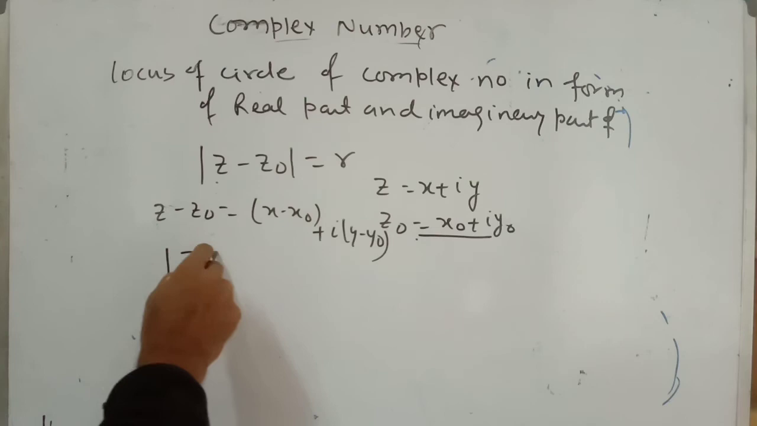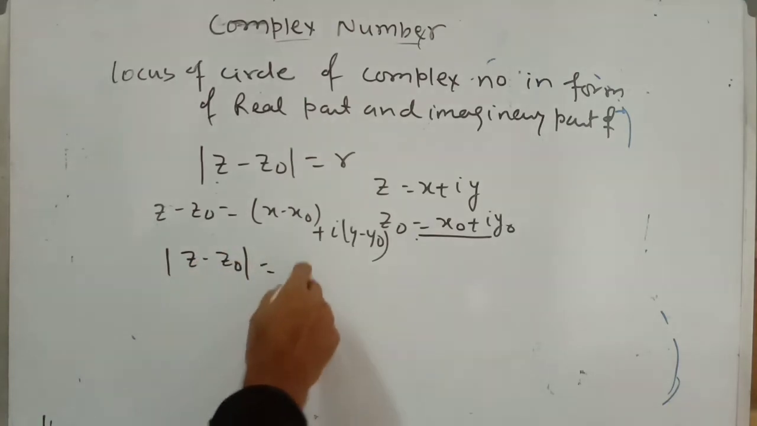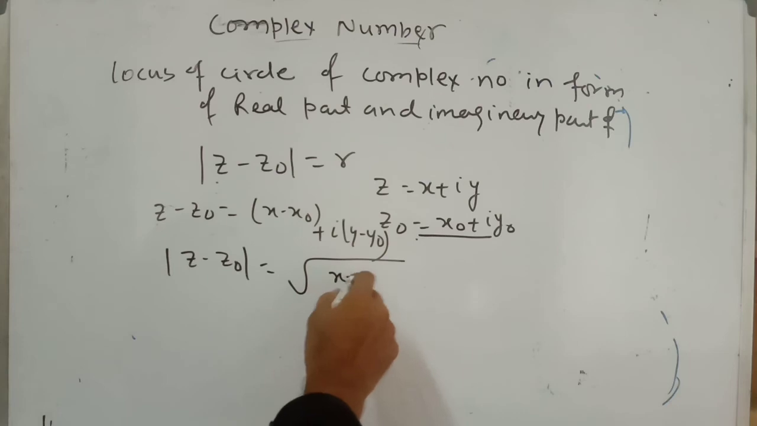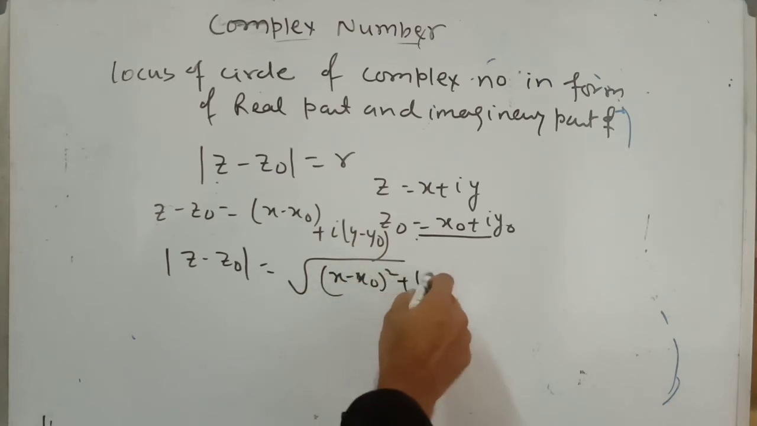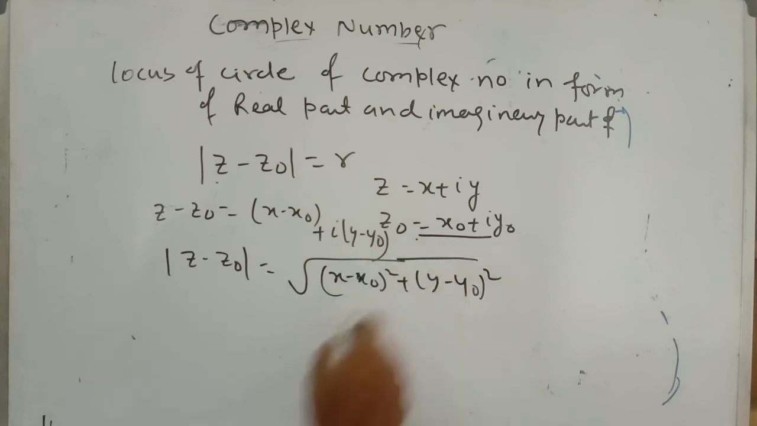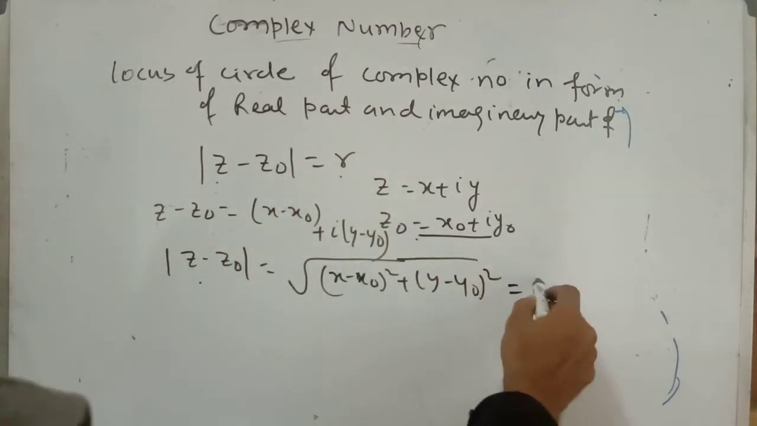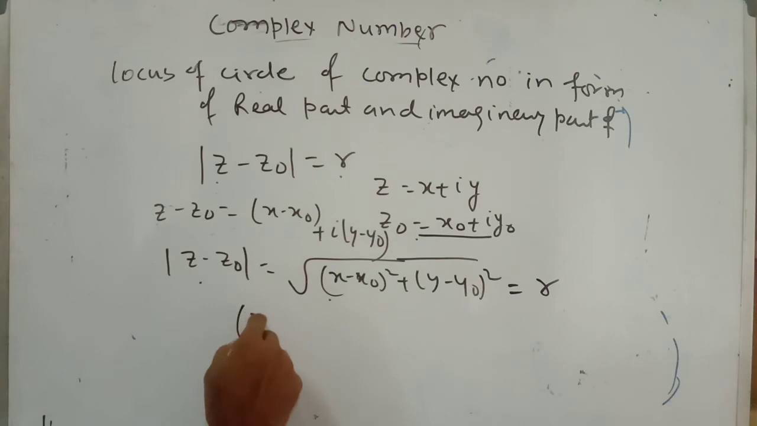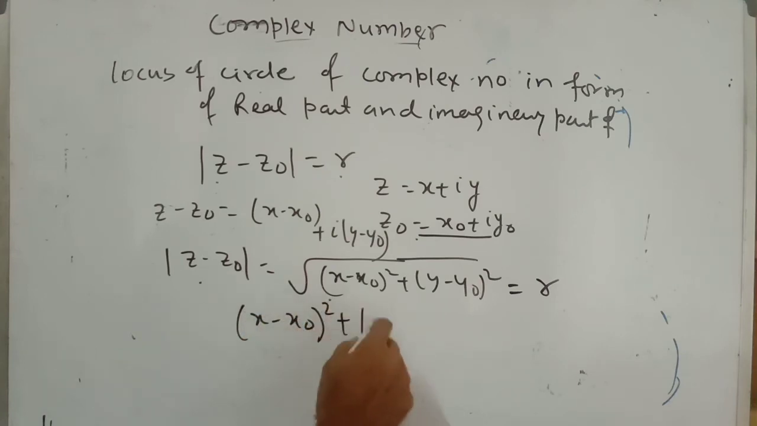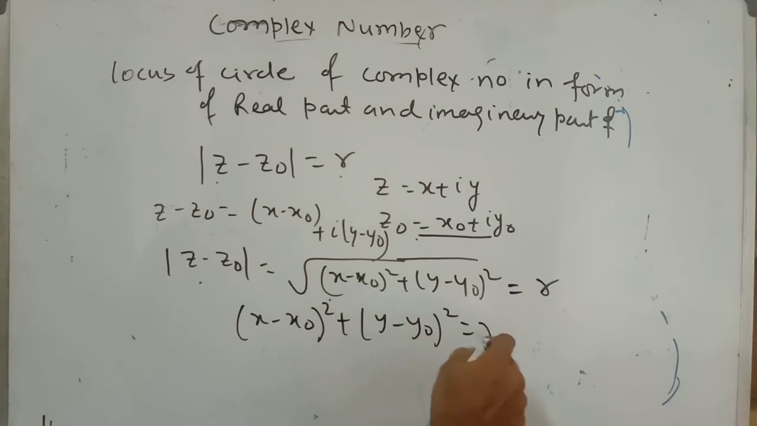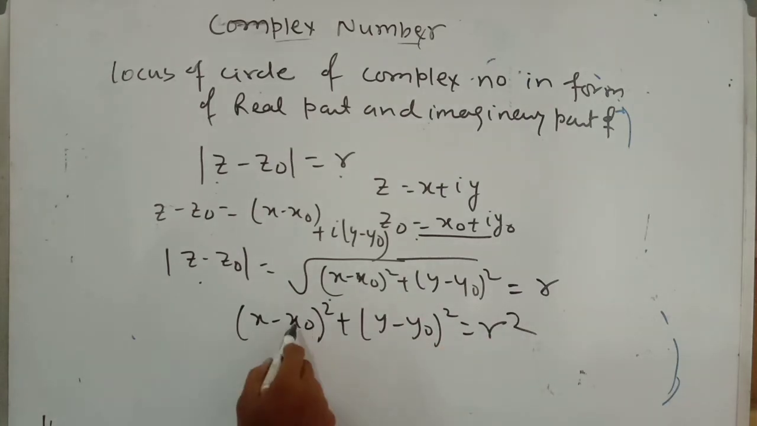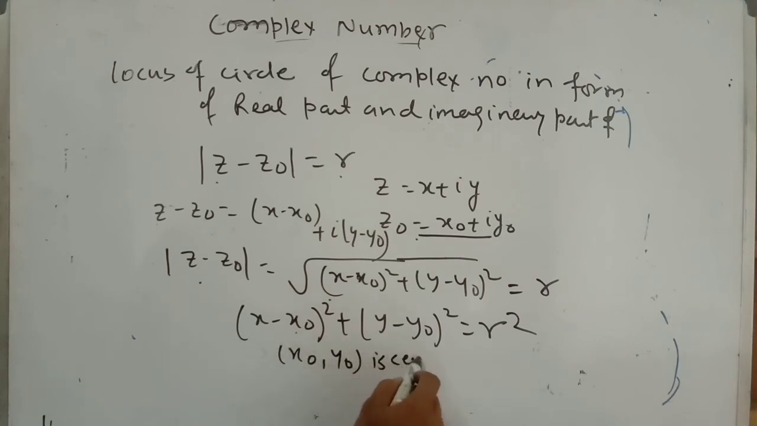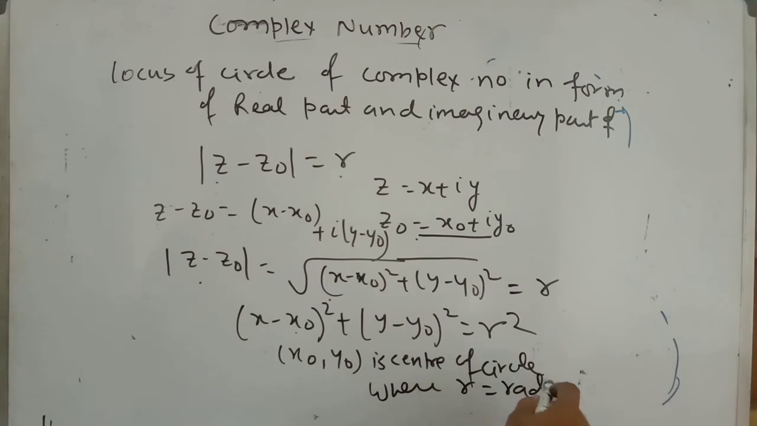So the modulus of z minus z naught is equal to what? You can write the square root of the square of the real part, so (x minus x naught) whole square plus (y minus y naught) whole square, and it is equal to r. After squaring, it becomes (x minus x naught) whole square plus (y minus y naught) whole square equal to r square. So from here you can say x naught, y naught is the center of the circle, and r is the radius of the circle.